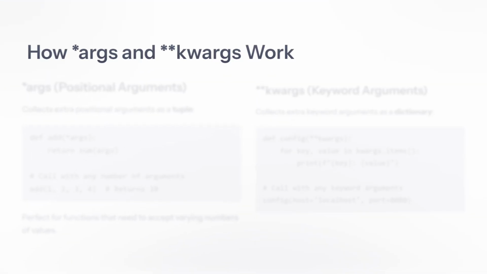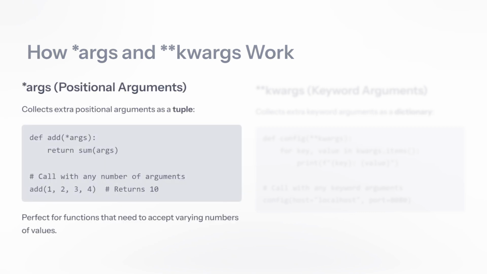So how do args and kwargs actually work? We have args, which are positional arguments that collect extra positional arguments as a tuple in the code below, and then you call it with any number of arguments. This is perfect for functions that need to accept varying numbers of values. So take your time, try this code out in VS Code so you can understand how it works.